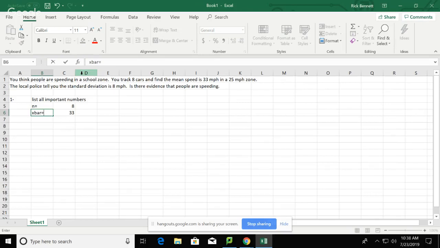Okay. Why is it X bar and not mu? Mu is a good guess, but it was wrong. Mu is the mean of the population, and X bar is the mean of the sample. So you remember clear back on probably the second day of class where I said you had to identify the population and the sample? That just became really important, okay? All right, 33 miles per hour in a 25 miles per hour zone. What's 25? That's the null hypothesis.